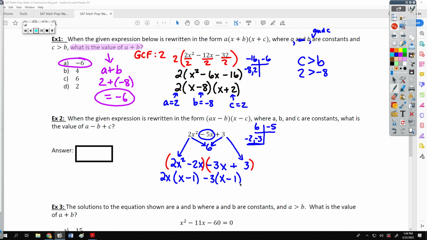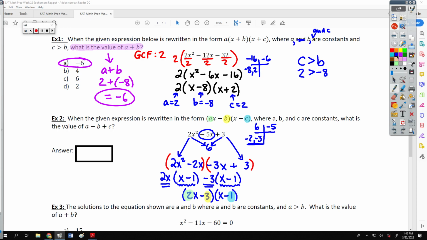This creates a binomial with a common factor of x minus 1, which allows us to finish this factoring and say that this factors into what is in front of the parentheses, 2x minus 3, times what is inside the parentheses, x minus 1. And then if we examine the directions, we can see that we can now identify the values of a, b, and c.